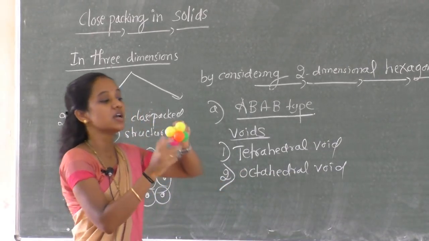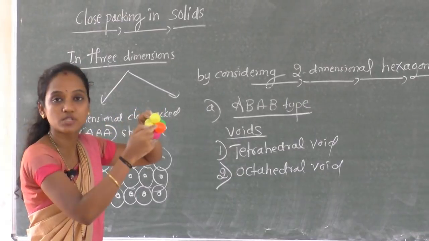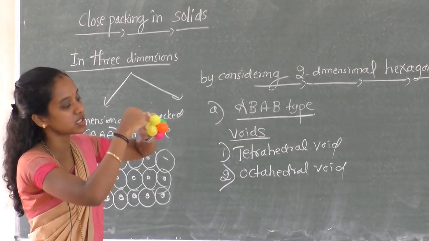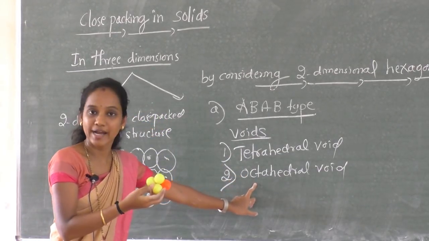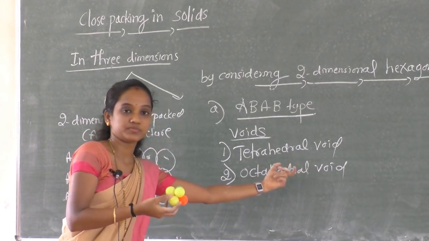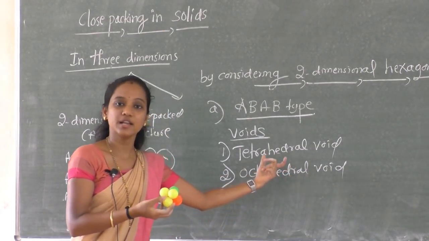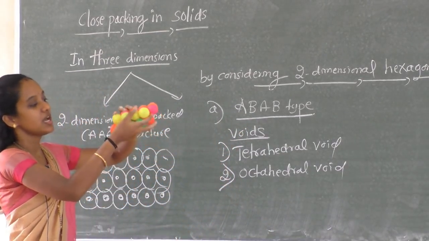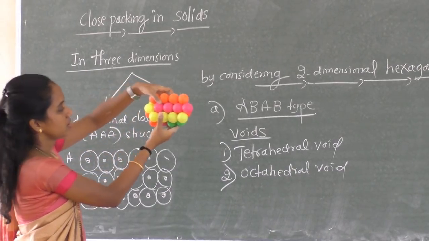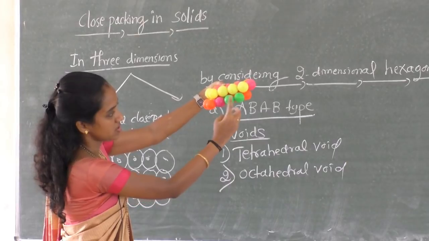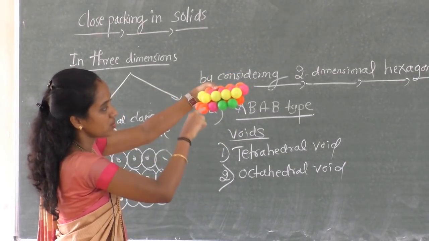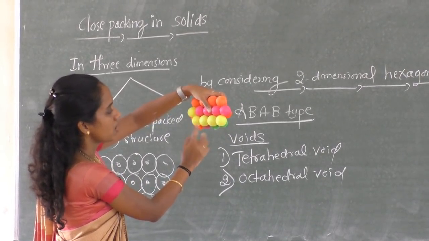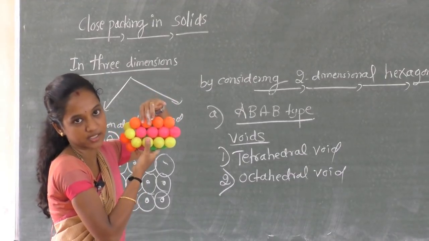Why is it octahedral? Because if you go on joining the centers of all these spheres, sphere in the sense constituent particles, you will get a geometry called octahedron. So that void is called octahedral void. So in 3-dimensional AB type of arrangement, this is A, B, again the third layer is similar to A. So here you can observe the number of tetrahedral voids and octahedral voids.